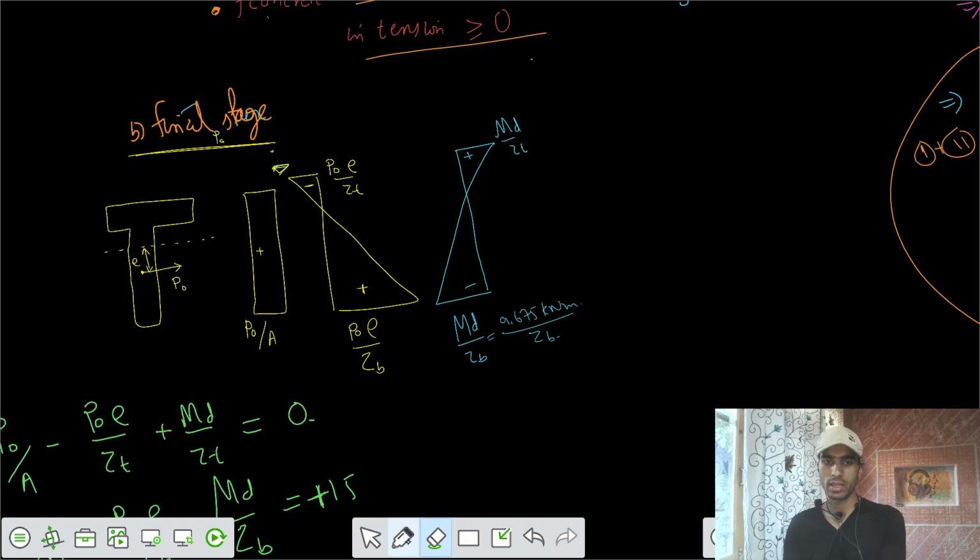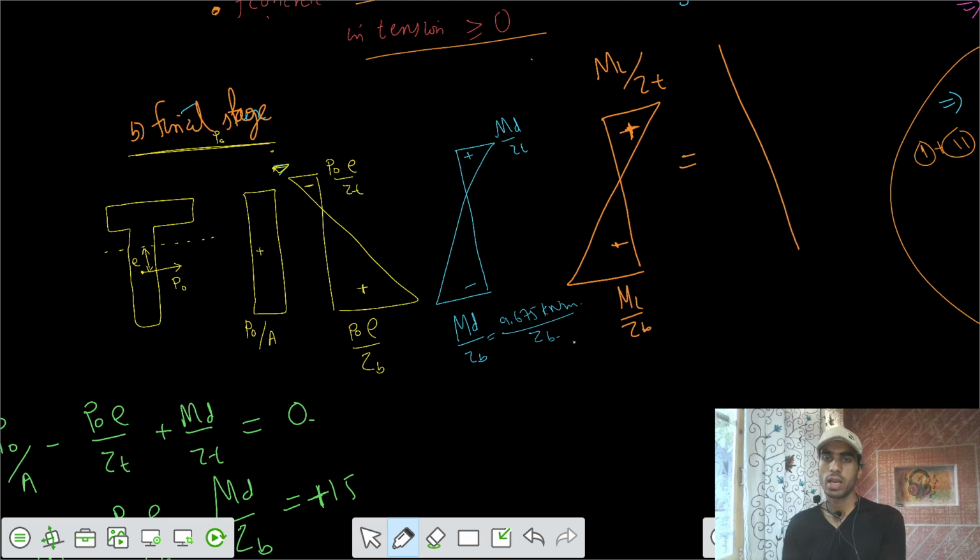And I would say there is live load also. I can write here M live by Z bottom, and M live by Z top. Negative, positive. And the final stress diagram, I want to check whether our stress diagram is in this way. It should not be going out. That means here the stress should not be greater than 15, and here the stress should not be less than 0. We have to ensure that condition.